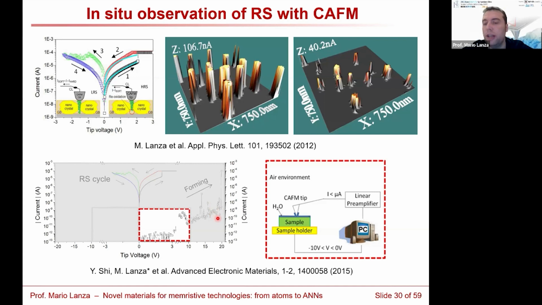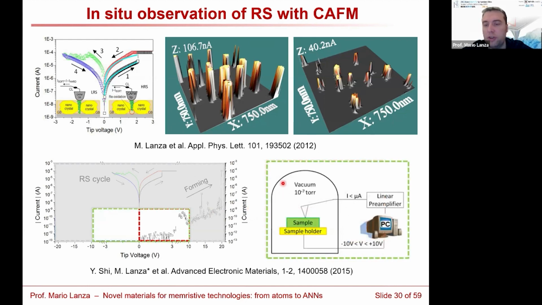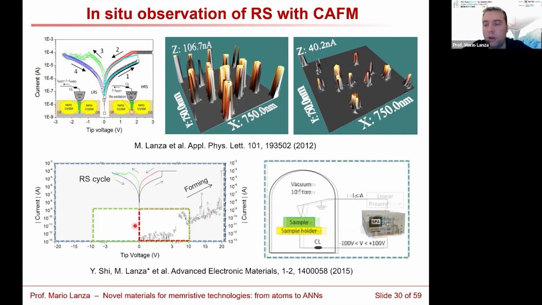Moreover, if you measure in air, you cannot measure two polarities for a material that contains oxygen, like hafnium oxide, because you will have something called local anodic oxidation due to water splitting at the tip-sample junction, because there is water from the environment. So what we did is, first, we measured in vacuum to avoid the problem of the polarity. And second, we connected the semiconductor parameter analyzer to the tip of the AFM to be able to apply high voltages and measure high currents.